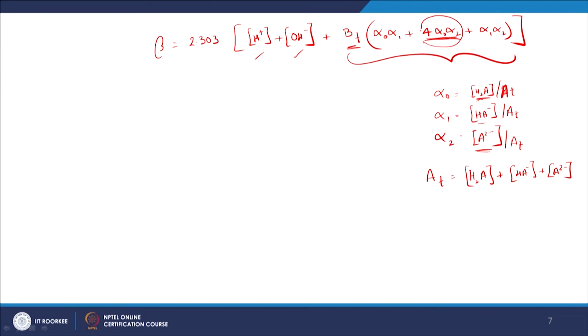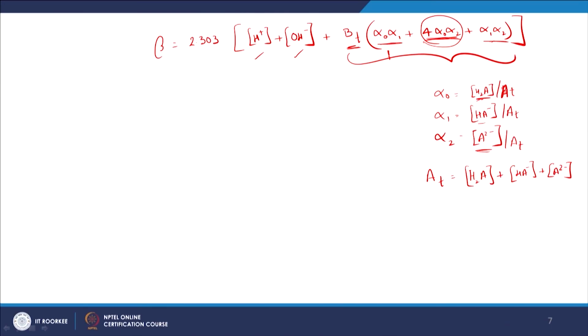Alpha naught gives us an idea about the fraction present as the most protonated form, H2A, and alpha 2 gives us an idea about the most deprotonated form, which is A2 minus. So when one is high, the other one would be almost 0 and vice versa. So we can more or less end up neglecting this particular set of variables here. So what are we left with? We are left with B total into alpha naught alpha 1 and alpha 1 alpha 2. So again this is the same case as earlier.